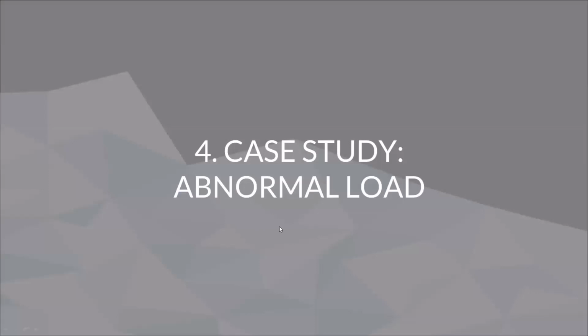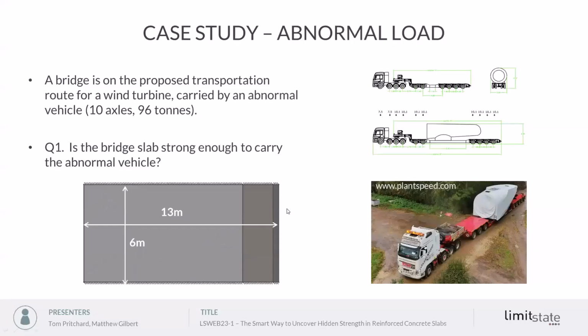So just to jump into the second of our case studies, which is one to do with an abnormal load on the bridge. Our problem in this particular case is one where we have a rectangular slab section of a bridge deck, and this bridge is on the proposed transportation route for a wind turbine, which the vehicle carrying it will have 10 axles and a total weight of 96 tons. So sort of double what you would normally expect to be taking over such a structure. And the question we want to answer here is, is the bridge slab strong enough to carry this abnormal vehicle?